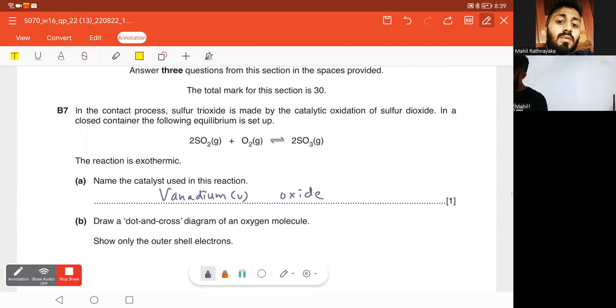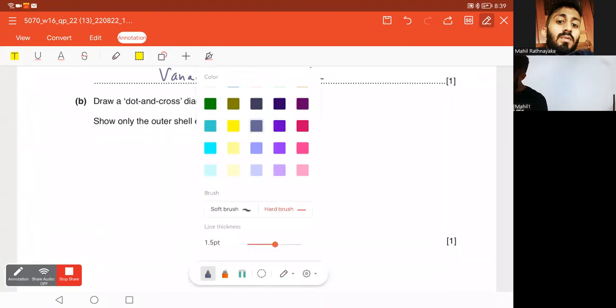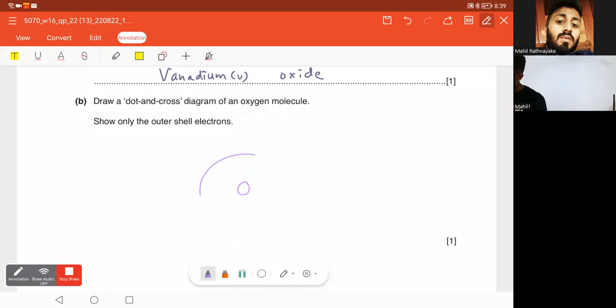Draw the dot and cross diagram for oxygen. Starting from the minimum bond, oxygen is in group 6. One is given for the bonding. How many remain in the outer shell? Five. Then the last step, count and check whether 8 is complete.